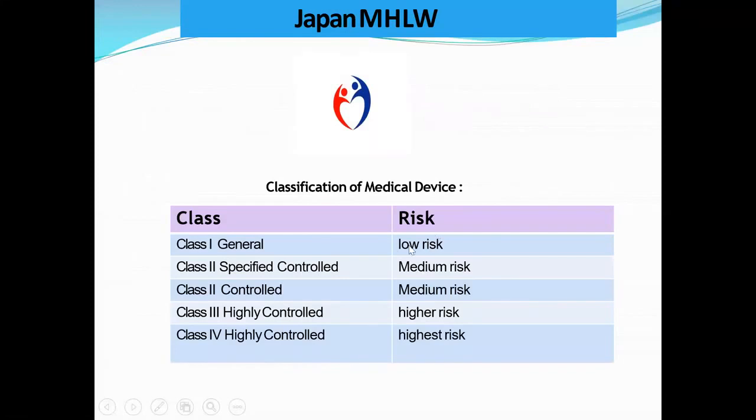Now we'll see how the Japanese have classified their devices. Here also you see class 1, class 2, class 3 and class 4, with class 2 divided into two types, specified controlled and controlled. Class 1 is general, which is low risk. Class 2 is divided into specified controlled and controlled, which is medium risk. Class 3 is highly controlled, that is higher risk. And class 4 is also highly controlled, and comes under the highest risk.